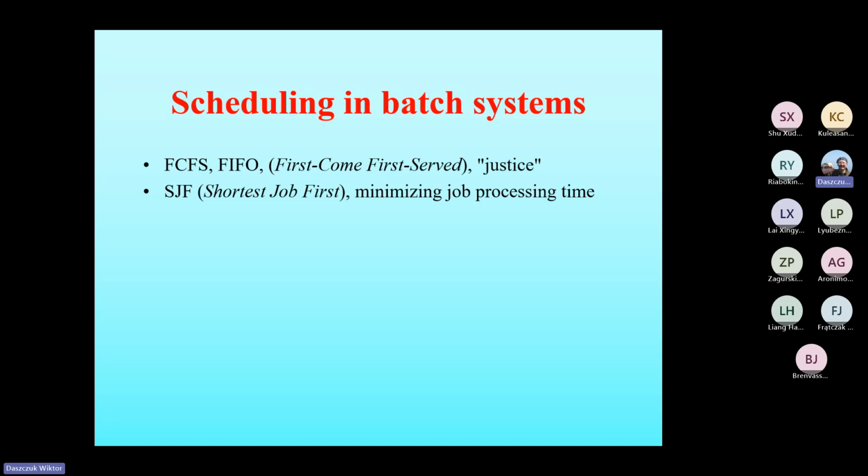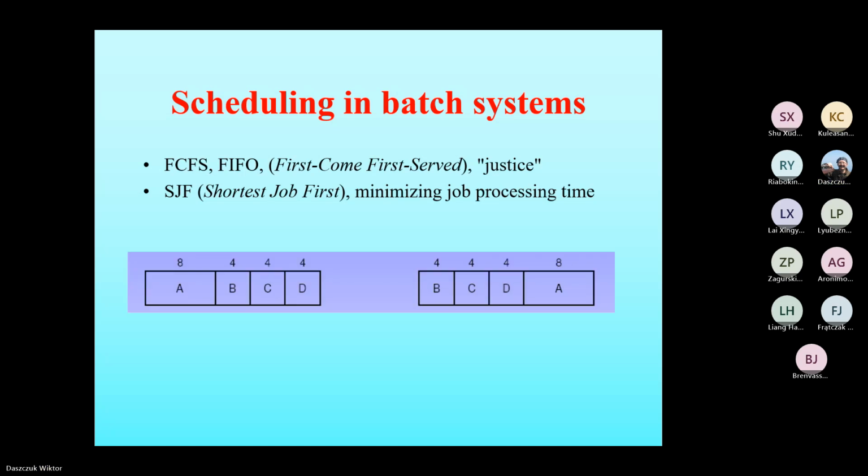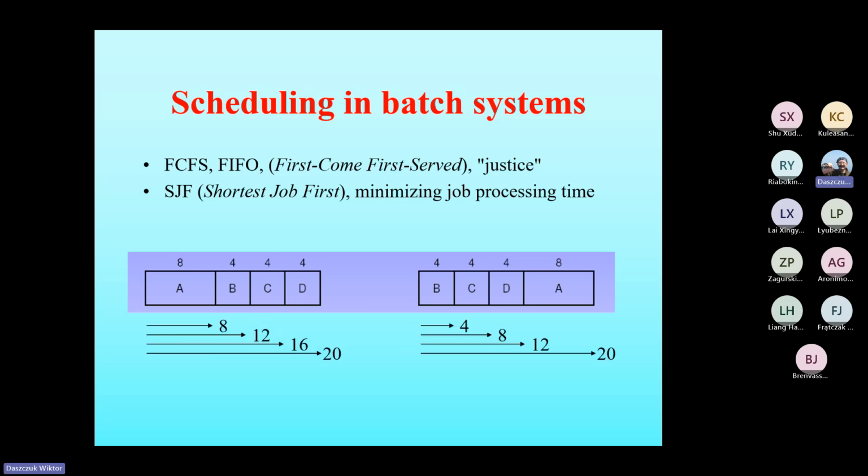Let's look at the example. We have 4 jobs to calculate on a single processor: A, B, C, D. When we run them in this order, A, then B, then C, then D, A finishes after 8 time units, B after 12, because it's 8 plus 4, and then 16 and 20.